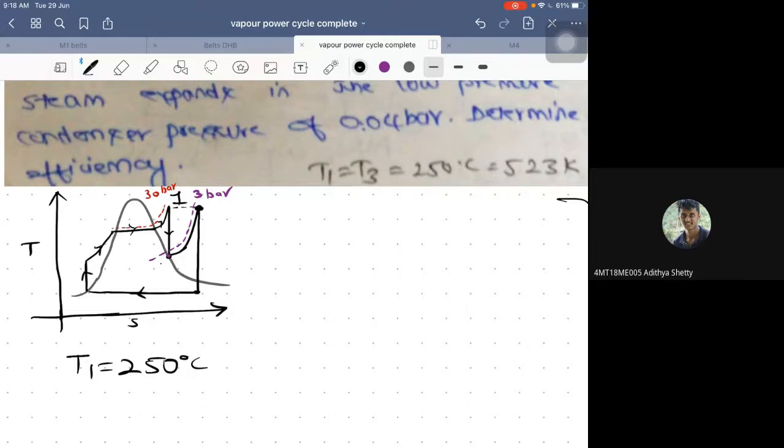So the pressure for this I would indicate in blue. So condenser pressure, in the sense, it is this particular pressure. So all this will remain at a constant pressure. And this particular pressure is how much? 0.04 bar. Very good.